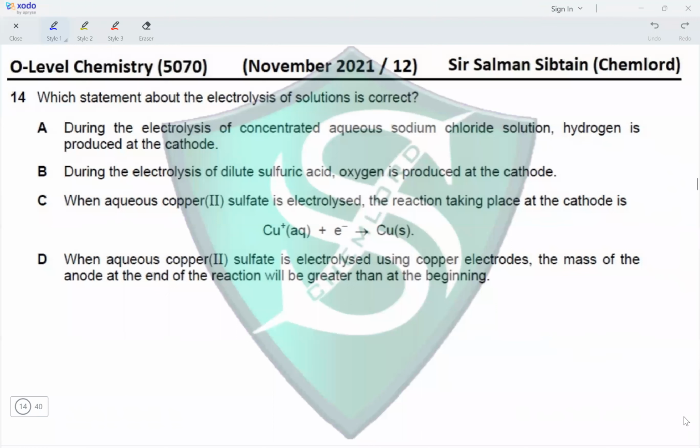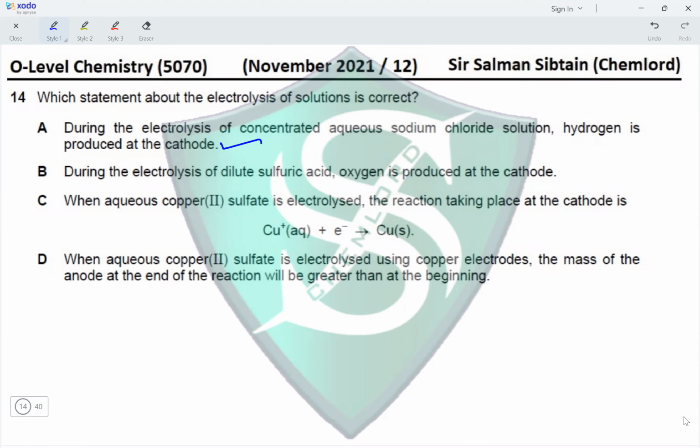Question 14. Which statement about the electrolysis of solutions is correct? During the electrolysis of concentrated aqueous sodium chloride solution, hydrogen is produced at the cathode. Yes, because hydrogen is less reactive than sodium. So it is produced at the cathode, and we would have chlorine being produced at the anode because this is a concentrated solution. So option A is correct.